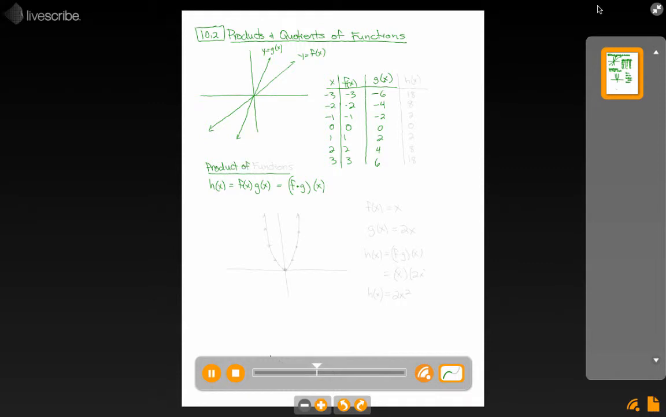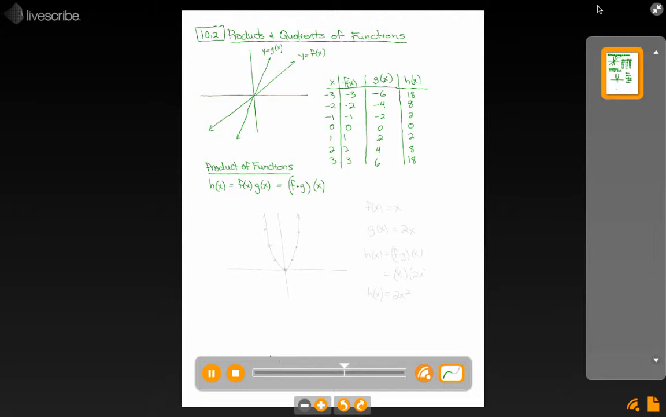And if we have a table of values especially, or even if we just have a graph, all we would really need to do is multiply the y-coordinates together. So, for example, when x equals -3, I would have -3 times -6 equals 18. So my new function that I'm calling h, which is the product of these two, literally comes from multiplying their y-coordinates together. So I'd have 18, 8, 2, 0, 2, 8, 18.